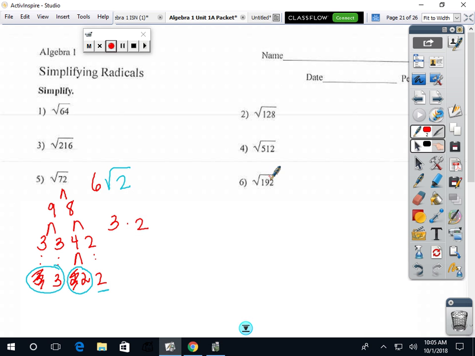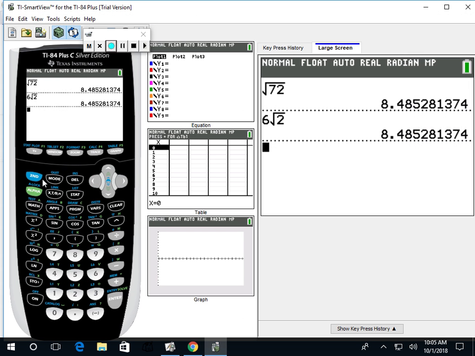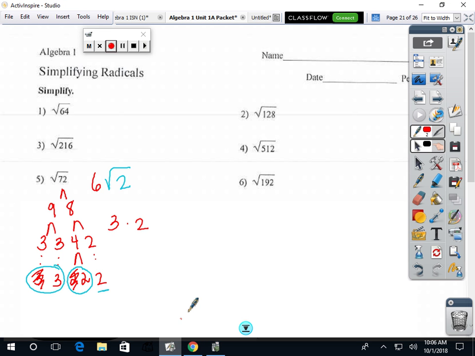All right, number 6. What do I need to do first? Put it in the calculator, so square root of 192. And we see that it's not a perfect square, so we've got to factor tree it. What are some numbers that multiply to make 192? I got 8 and 24. When you're not sure, if this is even, you just start dividing by even numbers until you get another whole number on your screen.